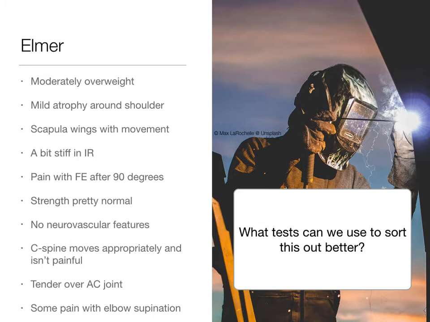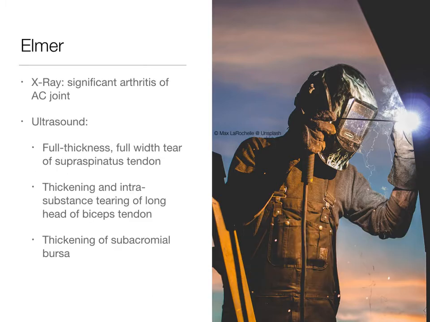So what tests can we use to sort this out more effectively? As his doctor, you've already obtained an X-ray and an ultrasound. Unsurprisingly, it shows multiple findings. His X-ray shows significant arthritis of the AC joint. His ultrasound shows a full thickness, full width tear of the supraspinatus tendon, thickening and intrasubstance tearing of the long head of biceps tendon, and some thickening of the subacromial bursa.